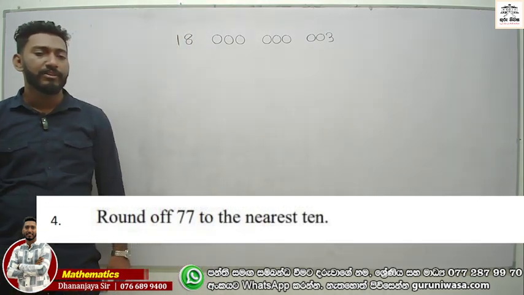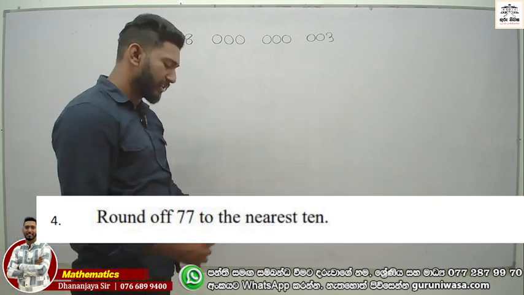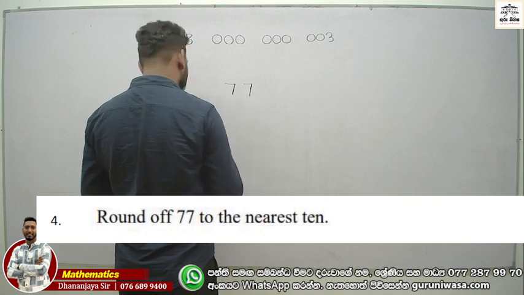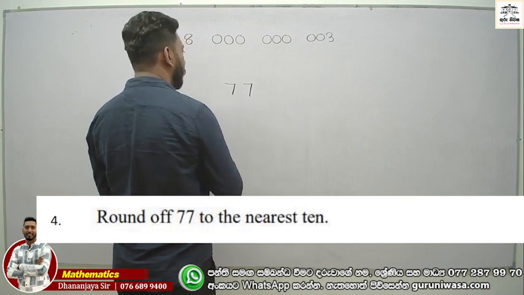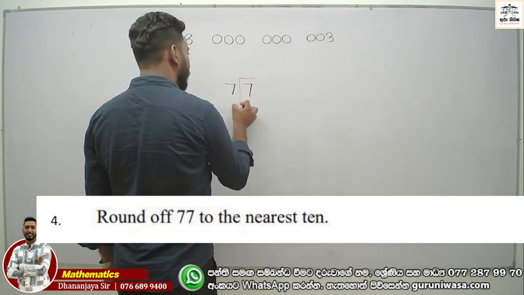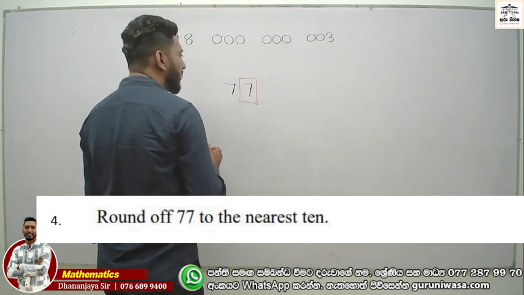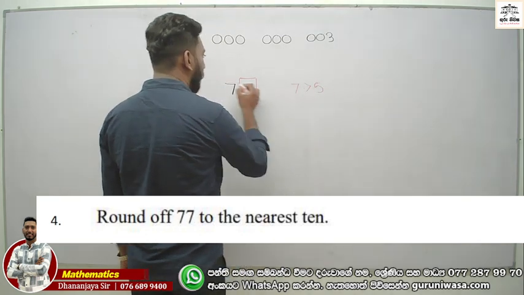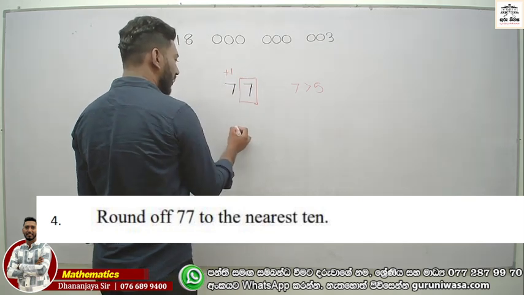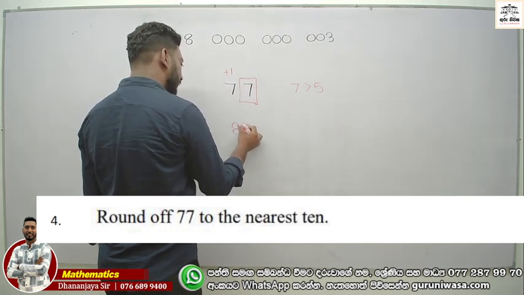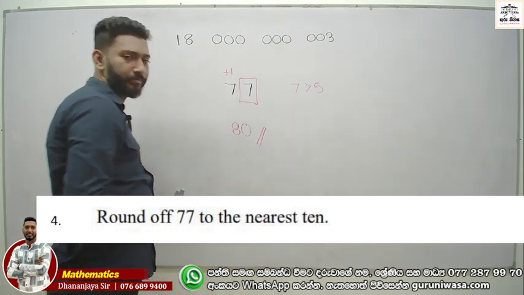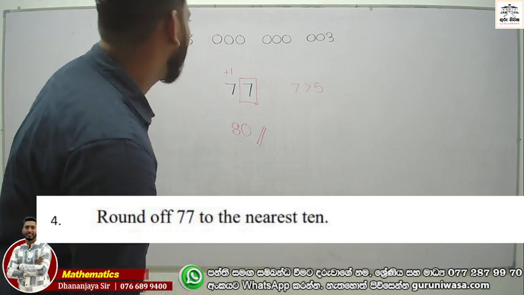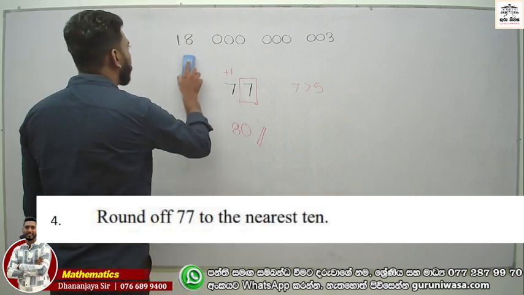Round off 77 to the nearest 10. For the nearest ten, we look at the ones place. The ones place is 7, and 7 is greater than 5. So we add 1 to the tens place. Now it is 80. The answer is 80. ලියාගමු හැමෝම. Answer is 80.